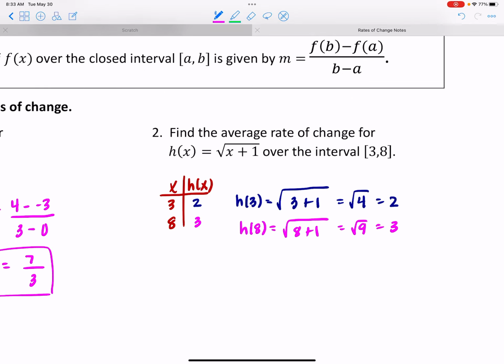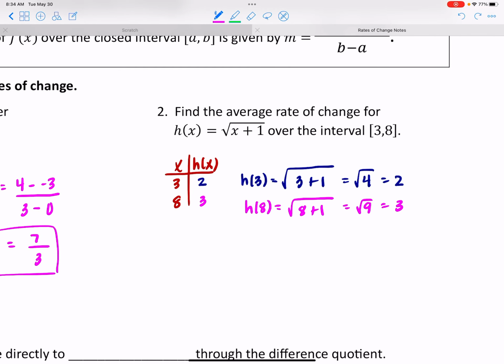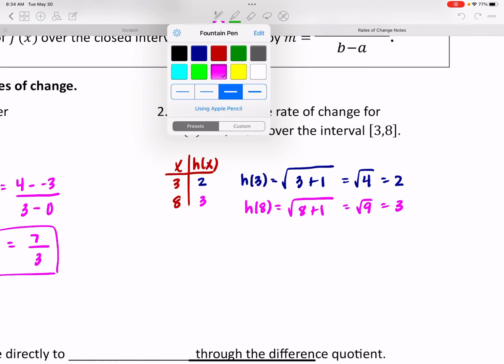So in the same way, I'm looking at my graph and trying to find my first location, second location, the endpoints of my closed interval to find my slope. That's what I'm doing here. So they gave me the x's, I found the y's, now I have my two endpoints, and I can calculate that average rate of change, that slope.